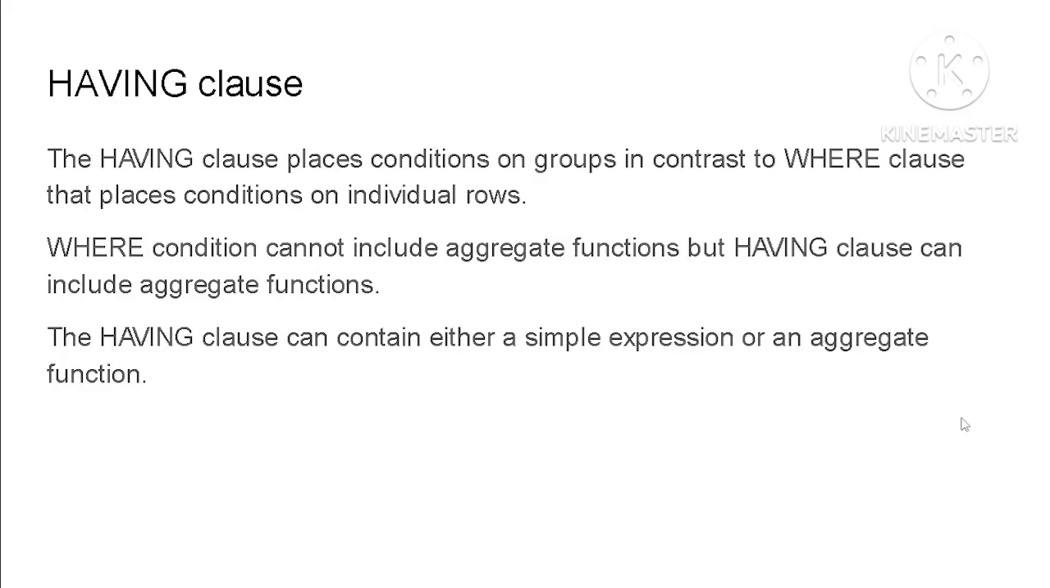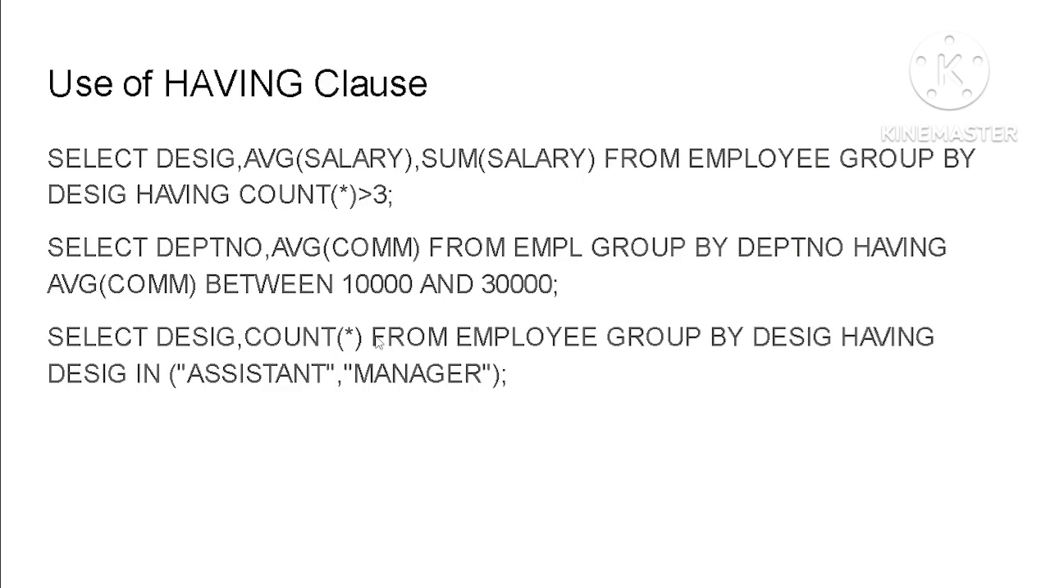So look at this. The having clause places conditions on groups, in contrast to the where clause, which places conditions on individual rows. So if you are asked to write the difference between having and where clause, this is the first important point. And the where clause cannot include aggregate functions. You cannot say where sum of something. It is wrong. But the having clause can be used with aggregate functions. These are 2 important differences.